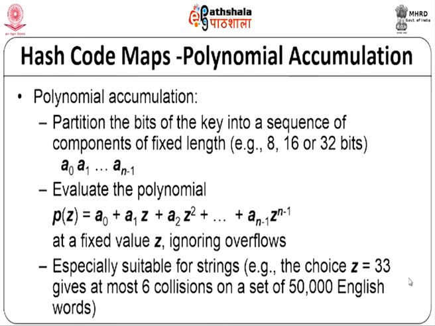This is another method especially suitable for strings. The choice of z equal to 33, for example, gives at most 6 collisions in a set of 50,000 English words. So this is one very good way for strings. This is called polynomial accumulation. So what are the types we saw? We saw memory address directly mapping or integer mapping, then component sum, and then polynomial accumulation.